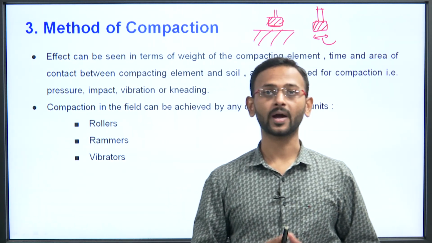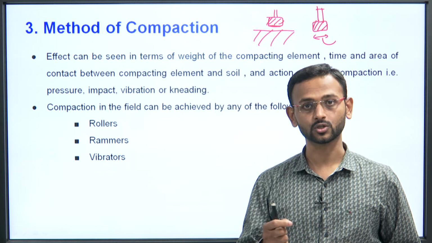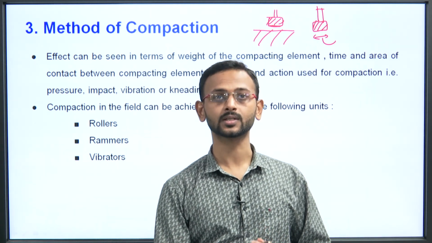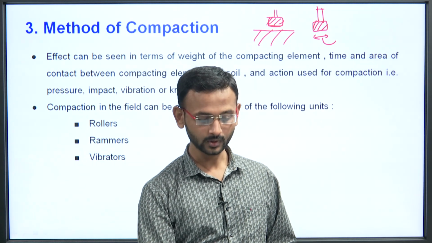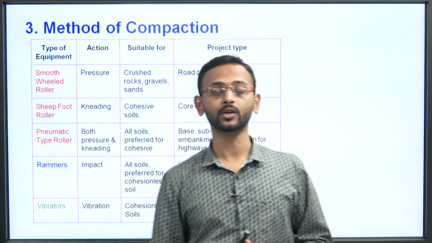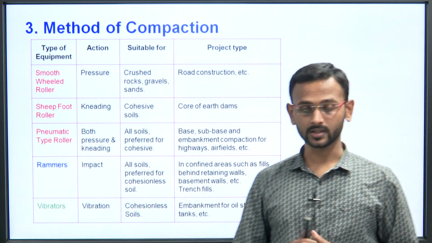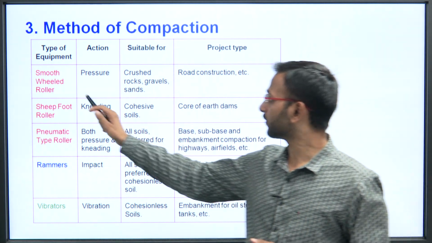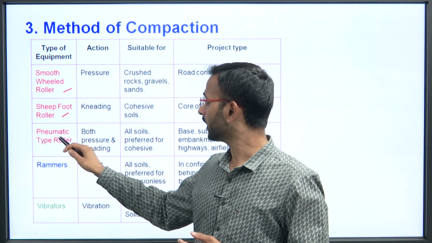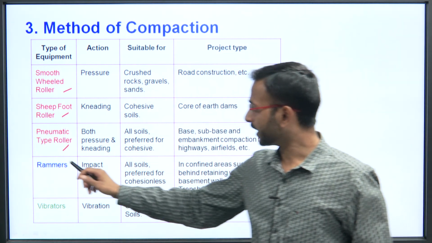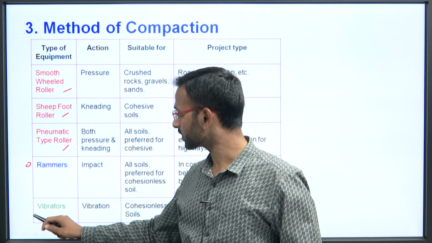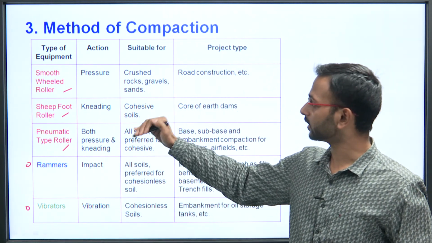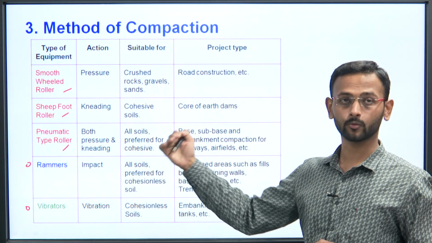In the field, compaction can be achieved using rollers, rammers or vibrators. Now, we will discuss all three in detail. First of all, the rollers, which include the smooth wheeled roller, the sheep foot roller and the pneumatic type roller. The second point is the rammers that we will be discussing, and the third point is the vibrators. According to the name, many things we can derive.